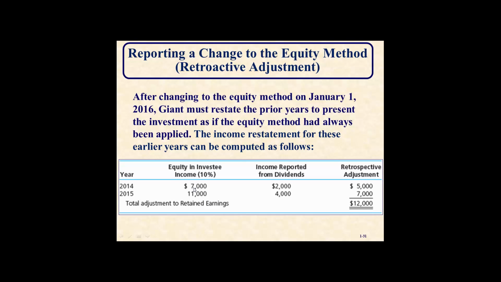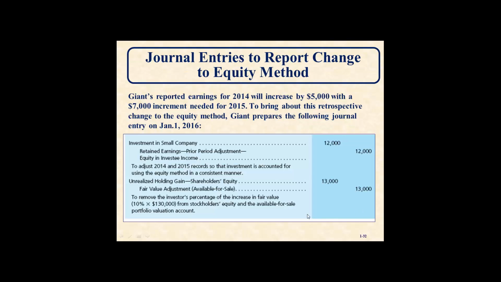Equity investment. Although you only own 10%, you're just using the same equity method. So apply 10% of income and then 10% of dividends. So it's income minus dividends. There should be a $5,000 adjustment for 2014, and then $11,000 minus $4,000, a $7,000 adjustment for 2015. So a total adjustment to retained earnings in 2016 of $12,000. Giant's reported earnings for 2014 will increase by $5,000 and 2015 by $7,000.